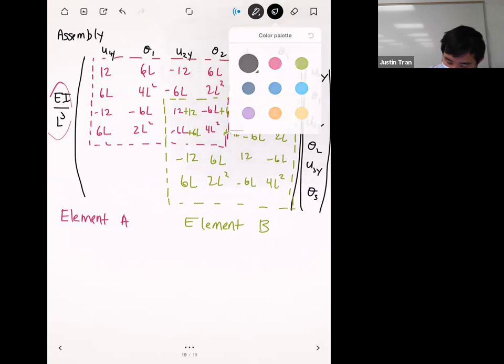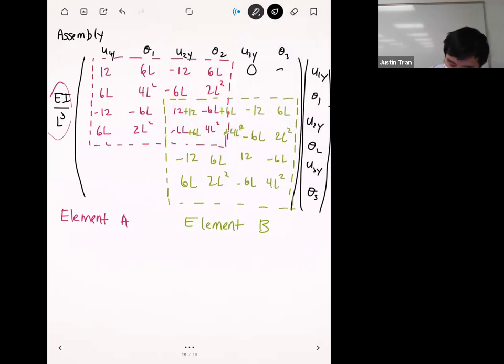All right. And then all the entries that are not in a box, we're just going to put 0 there. Okay. So that's the assembly of our global matrix.